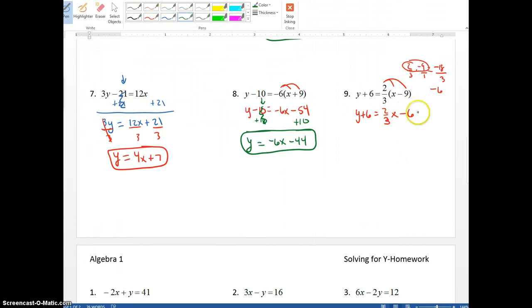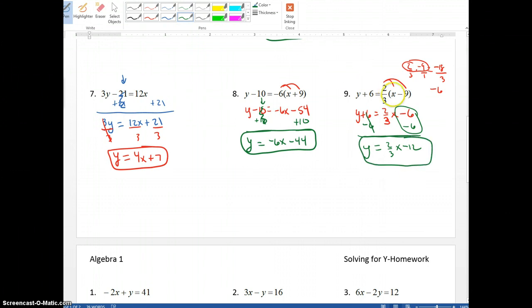Well, now that I've distributed the 2/3, I have no parentheses left, so I can go ahead and get rid of this 6. How do I get rid of it? Subtract it. Which like term do I line it up under on the right side? The negative 6. And y, these go bye-bye, equals 2/3 x, and then negative 6, remember you gotta be careful with your signs. Negative 6 minus 6 is negative 12. And we have this equation solved for y.